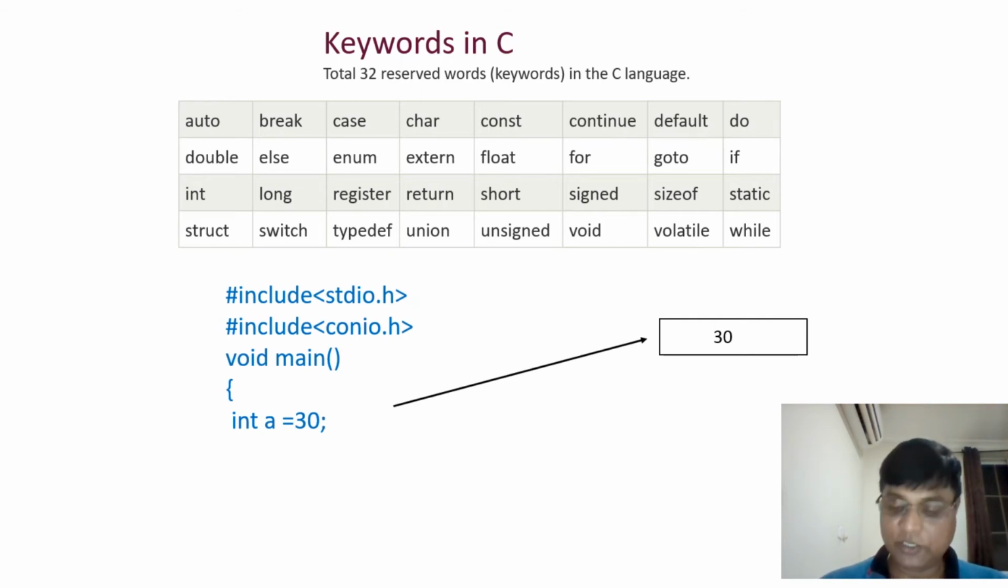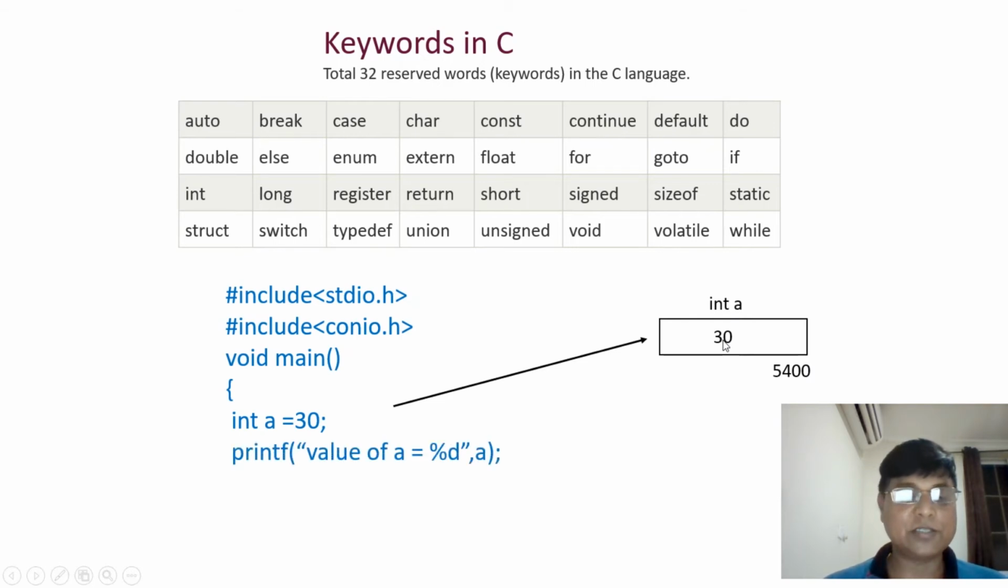In the void main function, I am declaring integer a equal to 30. When you declare that, memory will be assigned, a location will be assigned, and the value is going to be stored as 30, like what we have discussed. And then I want to print a particular value. I stored it, and right now I want to retrieve it.